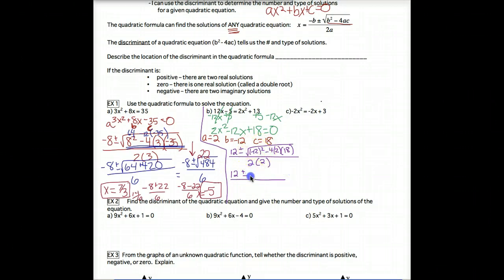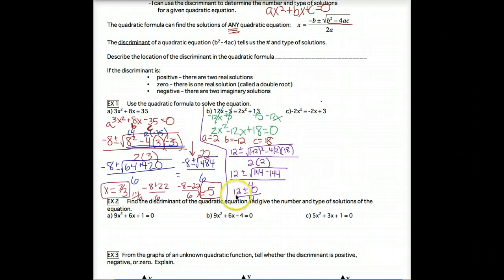Negative 12 squared is positive 144. Then negative 4 times 2 is negative 8. Negative 8 times 18 is negative 144. And then on the bottom, 2 times 2 is 4. 144 minus 144 is 0. And the square root of 0 is 0. So I end up with 12 plus or minus 0 over 4.